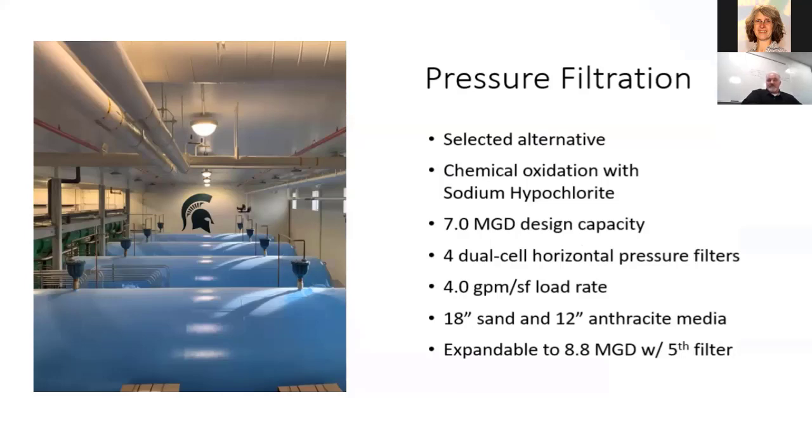4 dual cell horizontal pressure filters carry the load at 4 gallons per minute per square foot loading rate on the media, with 18 inches of sand and 12 inches of anthracite on top. And it's expandable, there's room currently to put a 5th filter in to expand it to 8.8 million gallons a day.